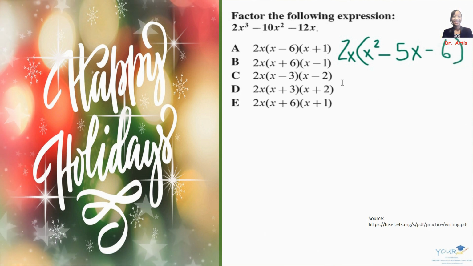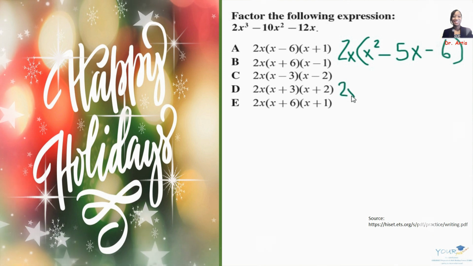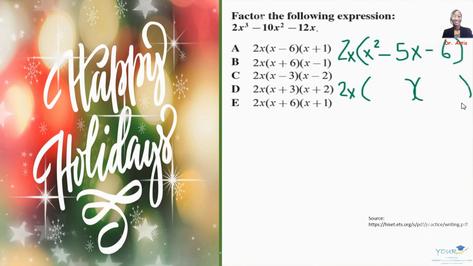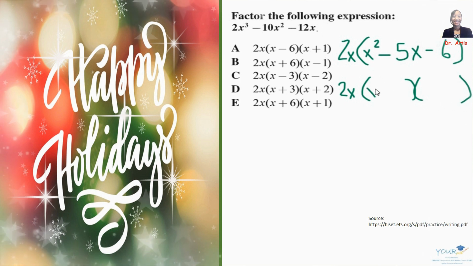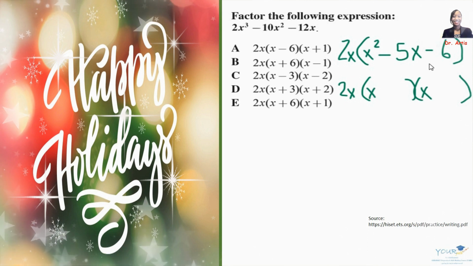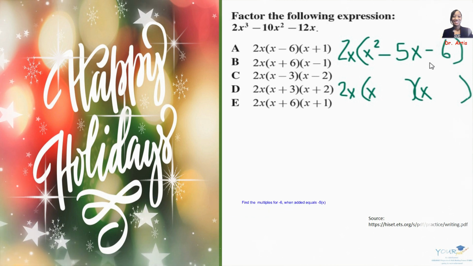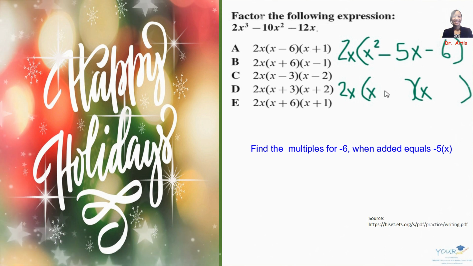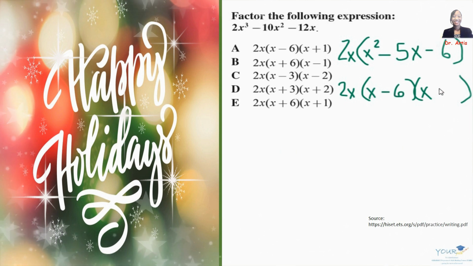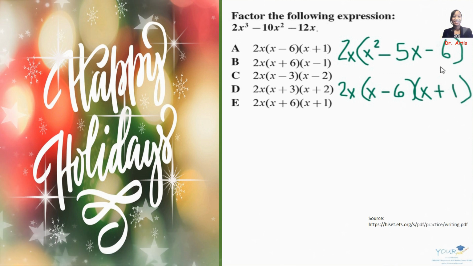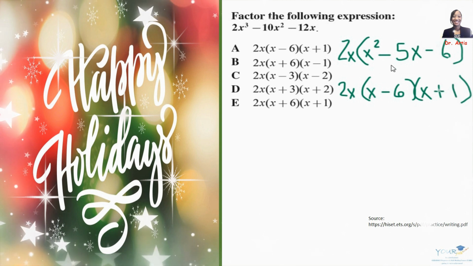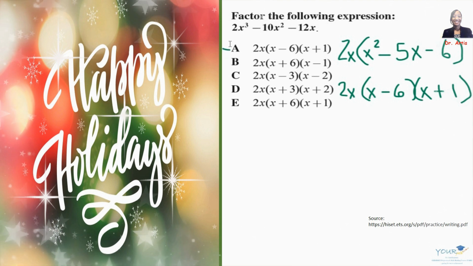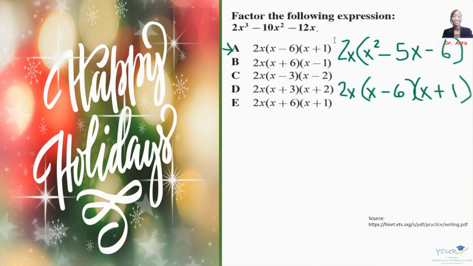Okay, that's our first step. We're going to bring down our 2x, and then we're going to factor what's inside of our parentheses. So we have an x squared here, so we're going to have an x here as well as an x here. Now we need to find 2 factors that will give us a negative 6 when multiplied, and will give us a negative 5 when added. So here we have a negative 6 plus 1. When multiplied will give us a negative 6, and when added will give us a negative 5. So now we can come over here to our options, and we see that option A is the correct choice in terms of answering this particular test item.